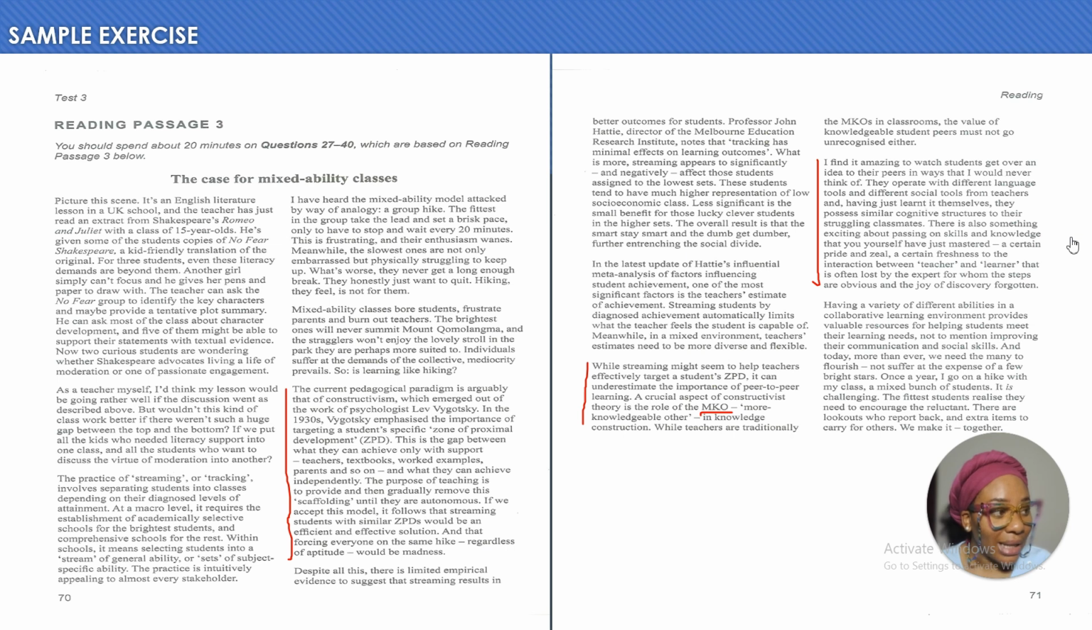The question is talking about the priority being the highest achieving students achieving their goals. You don't have to memorize this verbatim, but at least you have an idea of what you're looking for. So, having a variety of different abilities in a collaborative learning environment provides valuable resources for helping students meet their learning needs, not to mention improving their communication and social skills. And today, more than ever, we need the many to flourish, not suffer at the expense of a few bright stars.